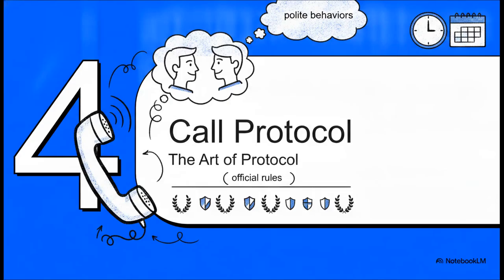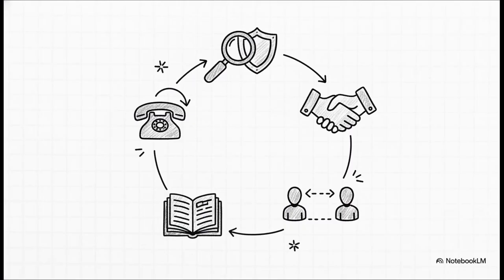All right, let's shift gears to Part 4, the art of phone protocol. So, you've escalated the issue. Now what? Let's look at your official phone protocol to de-escalate things. First, you need verification and authentication. That means checking that their account details are true and proving they actually have access to the system.